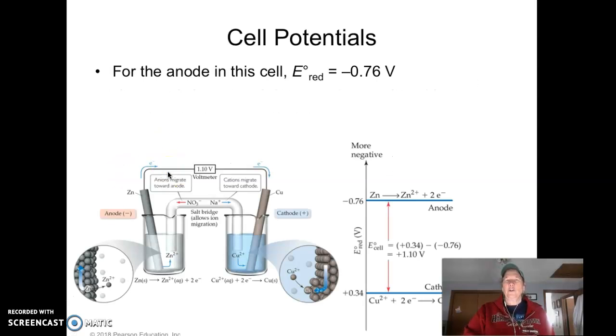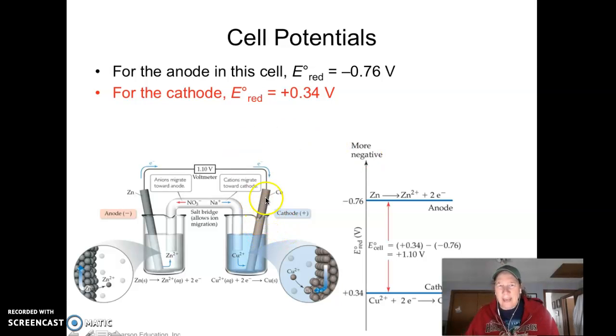Okay, so if we're looking at cell potentials, here the anode, the cell potential is minus 0.76 volts. We actually flip that and make it positive because we're going to subtract, and negative minus a negative is positive. And for over here at the cathode, the EMF for reduction is plus 0.34. And again, you can just look these up in a table. You don't have to calculate them.